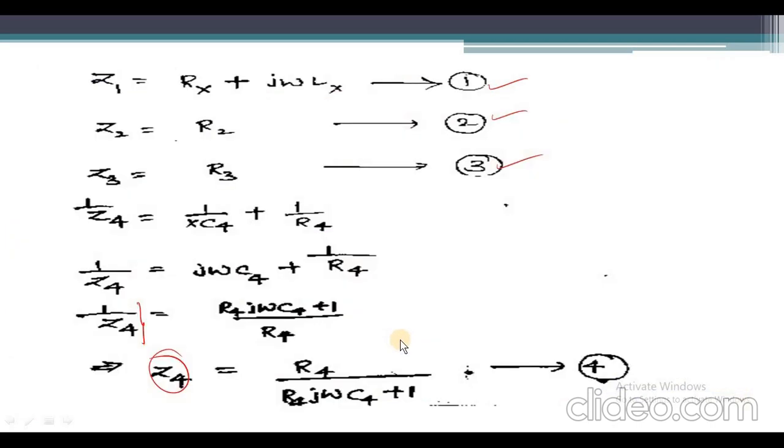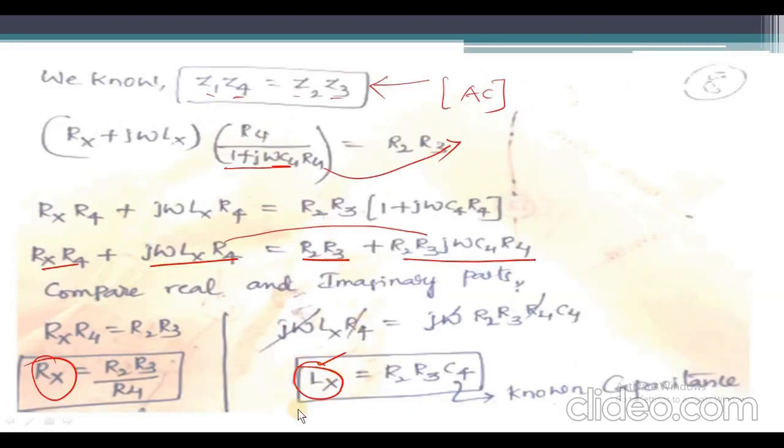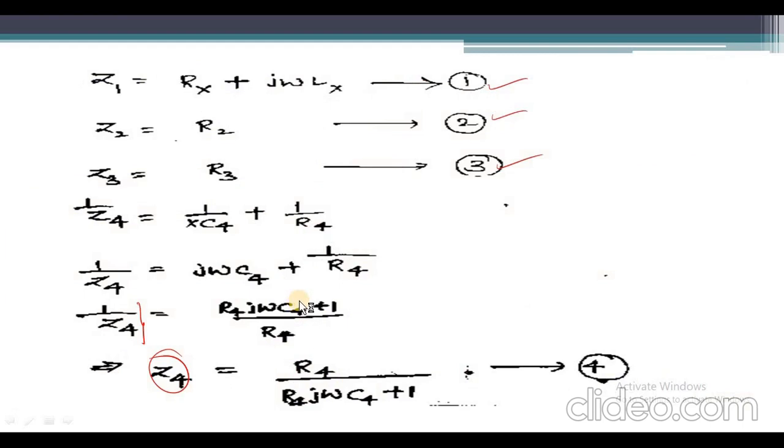See here guys, by using the Maxwell inductance bridge you can obtain the unknown inductance. By using the Maxwell's inductance and capacitance bridge also, we can obtain the unknown inductance only. But with the help of the known capacitance C4, we can obtain the unknown inductance in the case of the Maxwell's inductance and capacitance bridge. Fine.